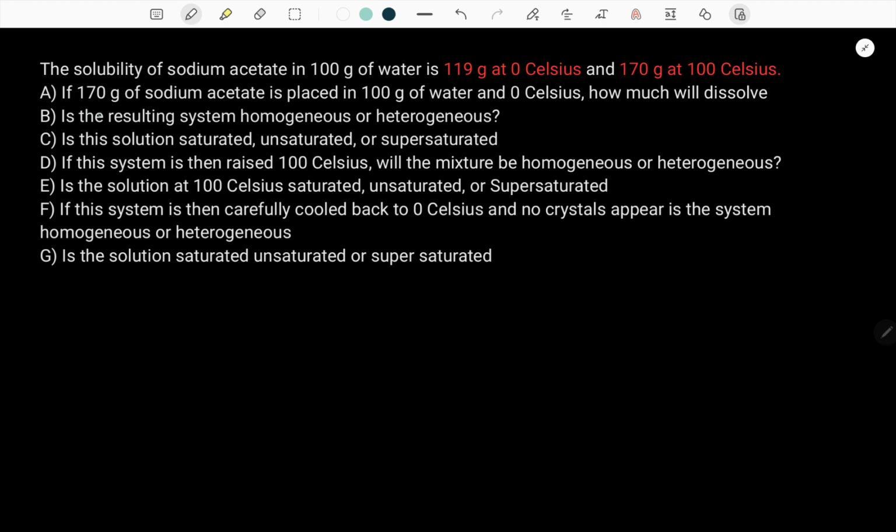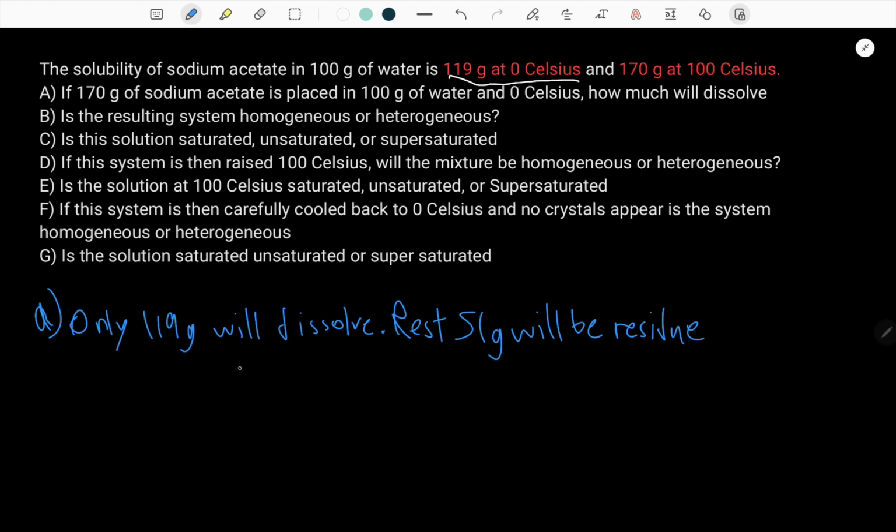So it is saying that if 170 grams of sodium acetate is placed into 100 grams of water, we need to see the temperature and the grams of water also, at 0 Celsius. So at 0 Celsius, this is the solubility and the maximum is 119. So only 119 will dissolve and the rest will remain as the residue. So for A, if I write it here, only 119 grams will dissolve and the rest, 51 grams, will be left as the residue.